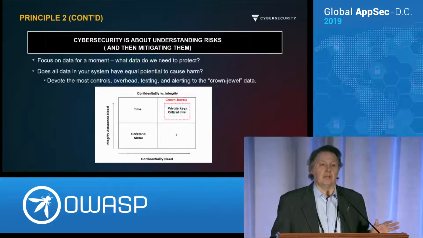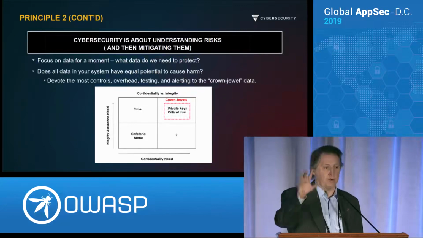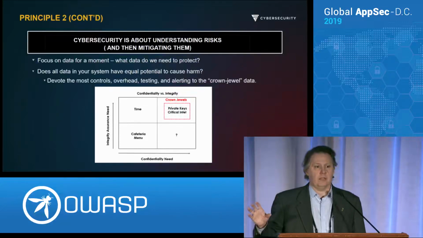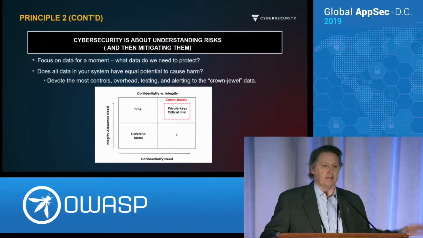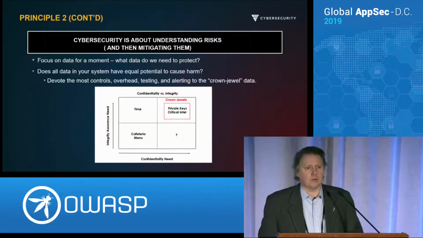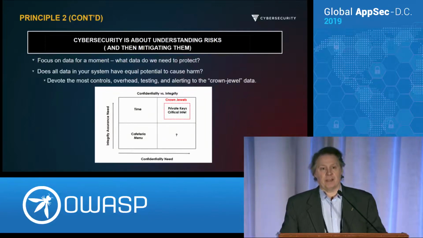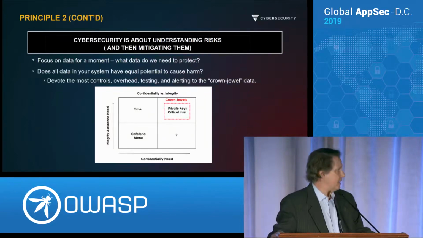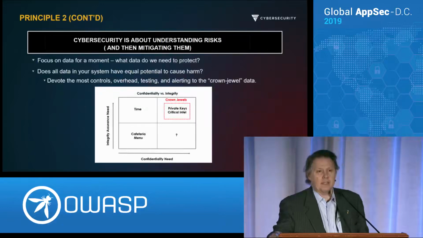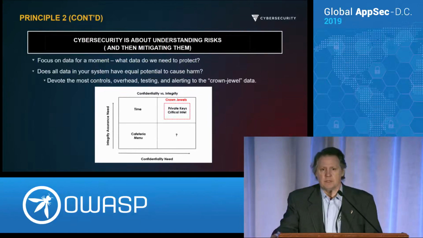Your crown jewel data is the stuff in the top right corner, where the confidentiality impact is very high and the integrity impact is very high. And so one exercise that you can go through for understanding your risks is identifying that crown jewel data and then saying, okay, if there's anywhere in my system that's handling the crown jewel data, then I'm going to pay extra attention to testing it, to ensuring that it has proper controls in place, that it has proper logging, et cetera. Okay?